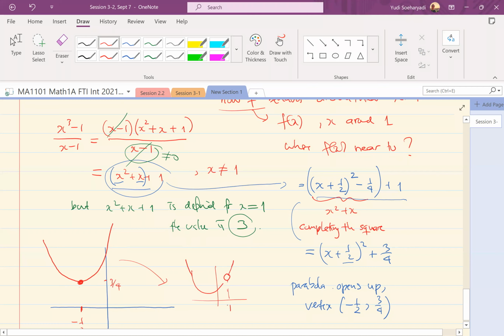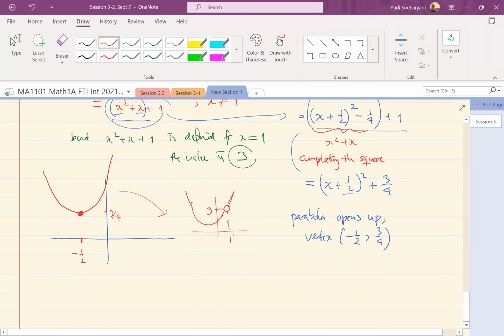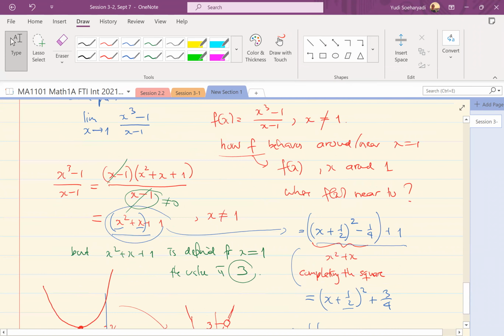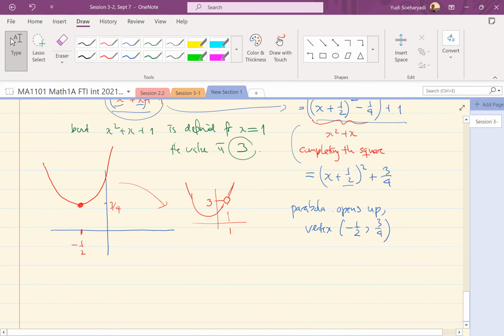Okay, and when you plugged in 1, the value here supposedly is, let's see, this is 3. So what the question is, even though F1 is undefined, at least the values near 1 is 3.